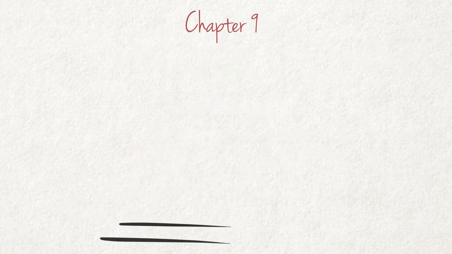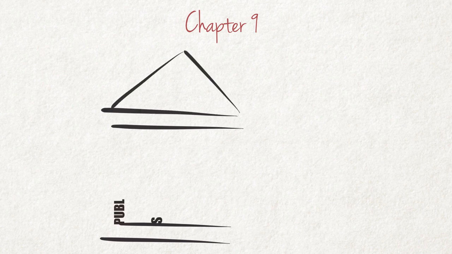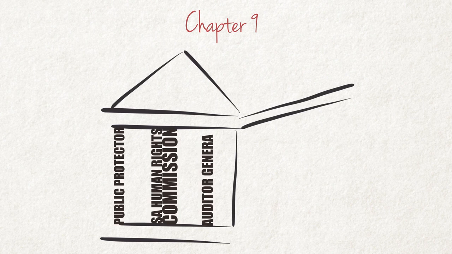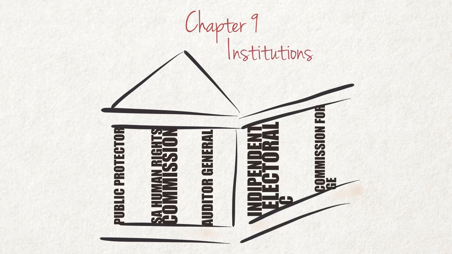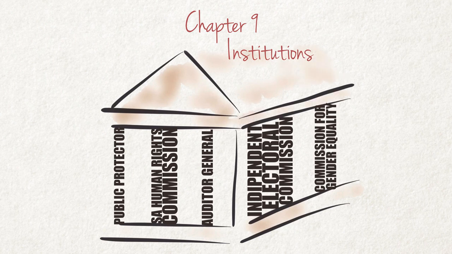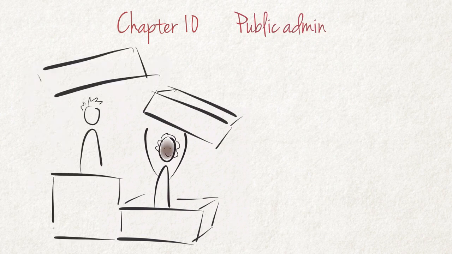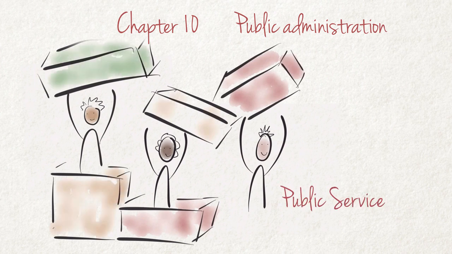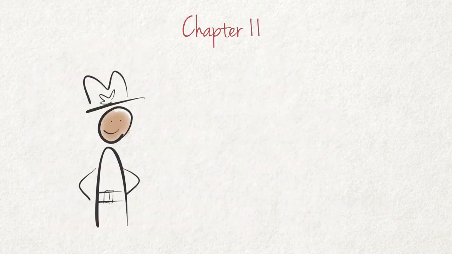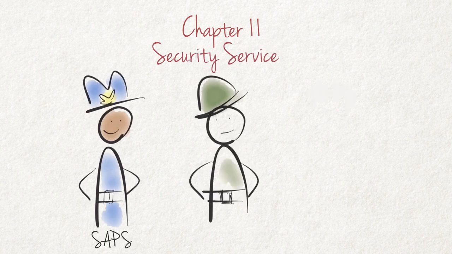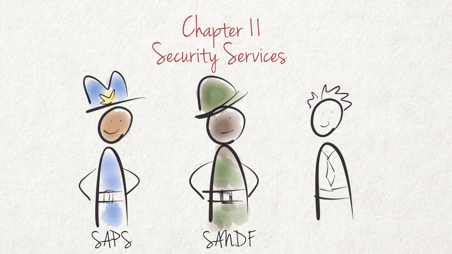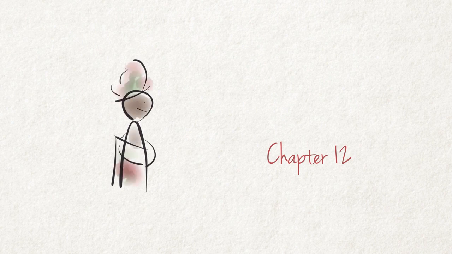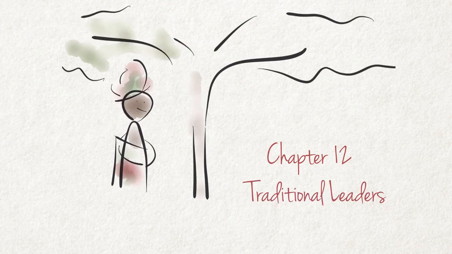Chapter 9 deals with the state institutions supporting and protecting our constitutional democracy, also referred to as the Chapter 9 institutions. Examples include the Public Protector or the South African Human Rights Commission. Chapter 10 deals with public administration. This means that it refers to the people who work in and are paid by the public service. Chapter 11 refers to the security service of the country, which is carried out by the Defence Force, Police Service, and the Intelligence Service. Chapter 12 of the Constitution provides recognition of the institution, status, and role of traditional leaders.